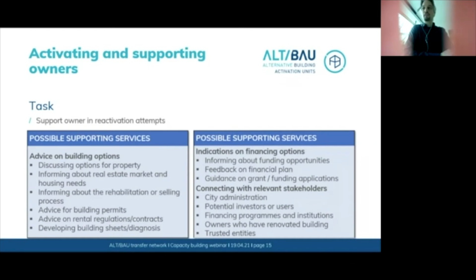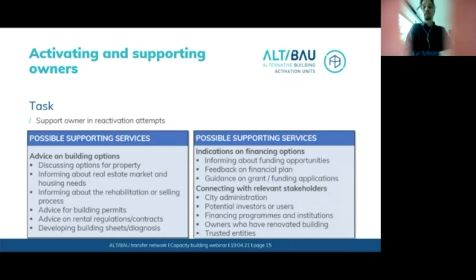Also, connecting with relevant stakeholders can be relevant. So if an owner might want to discuss a project with the city administration, you can contact the city administration and the relevant person so they can discuss the project. Also, maybe you have a potential investor who would fit this building, and you can contact them in case the owner wants to sell or maybe wants to co-develop his property. Also, you can connect to different financing programs and financing institutions for all the grant applications.